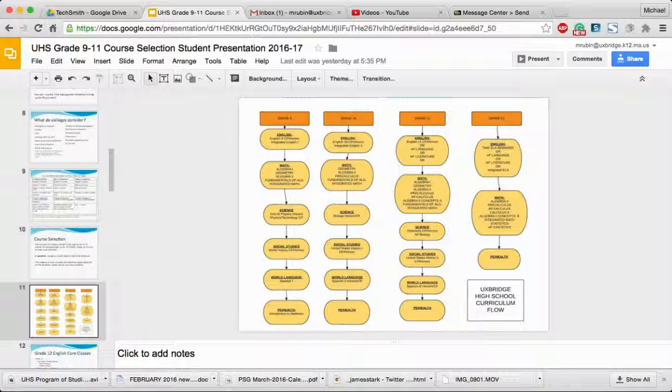This slide gives you a sense of the pathways that different disciplines have in terms of graduation requirements. It's a little hard to read because of the font, but you'll see that in English, math, science, social studies, language, and PE, there are different courses that students take over the course of their time at Uxbridge High School, and different options for each year.